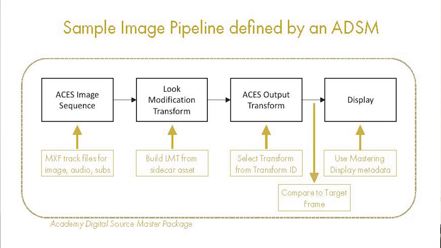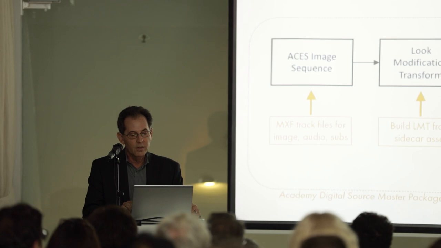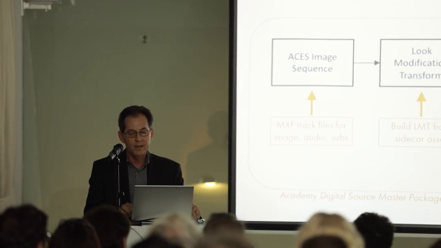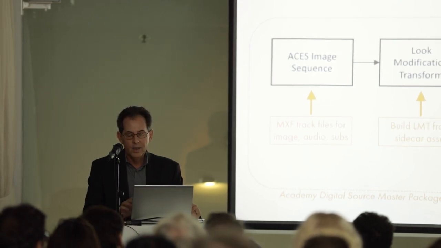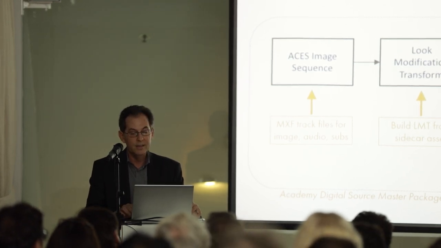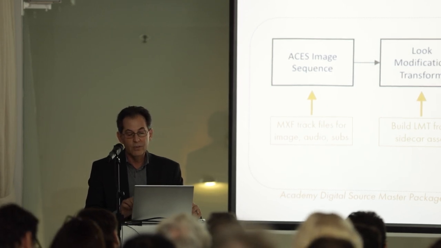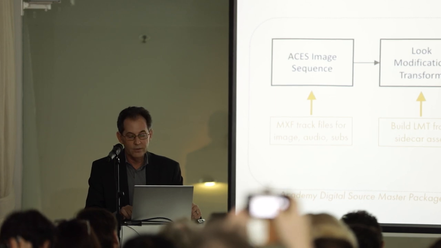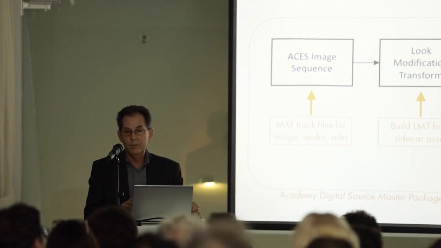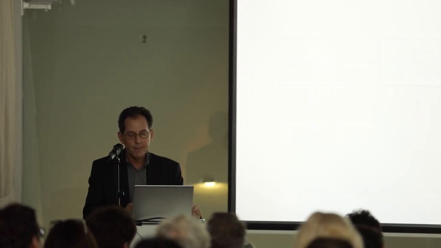So another way to look at an ADSM is through the imaging pipeline that's constructed from its contents. Okay, so the ASUS image sequence is extracted from the MXF stream. The look modification transform is constructed from the LMT metadata inside the package. The ASUS output transform is selected based on the transform ID contained in the ADSM metadata. And the optional target frame is used to validate that pipeline reconstruction. And you have additional hints about the display configuration for the mastering from the mastering display metadata.